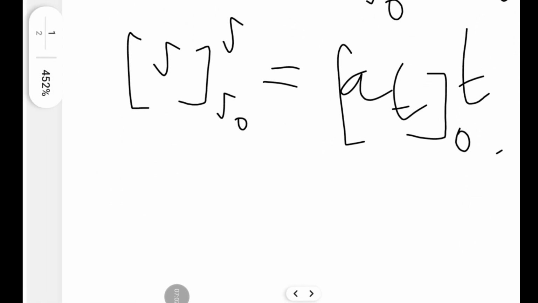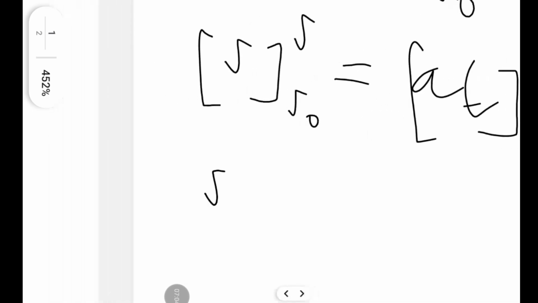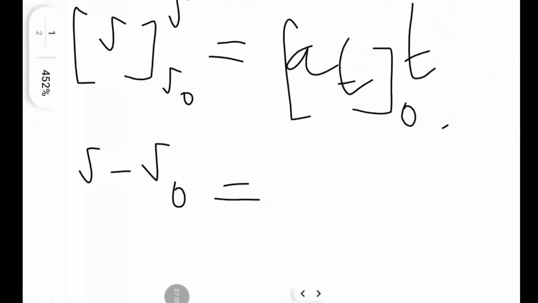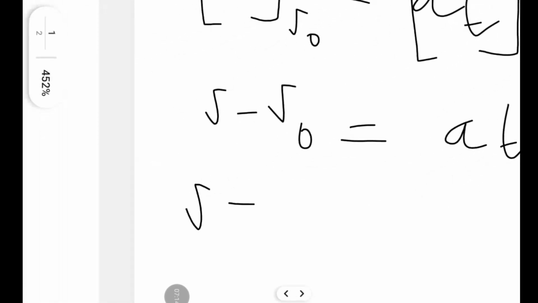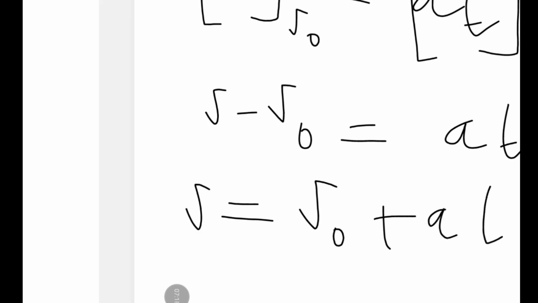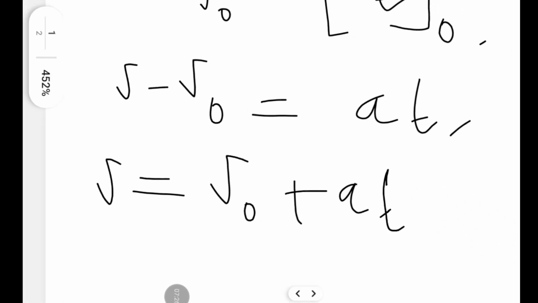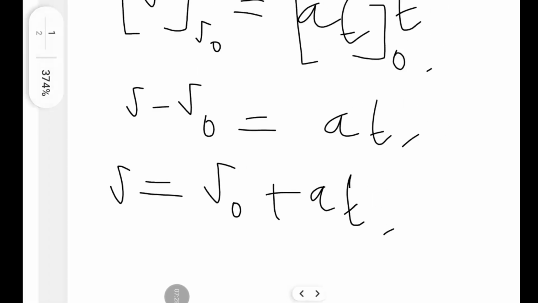The next part now, what we want to do: v minus v0 is equal to at, and you can see we have SUVAT here now. SUVAT: v is equal to v0 plus at. You can see that that's another SUVAT equation derived. This is where it all comes from. It all comes from the calculus. That's where all SUVAT comes from.